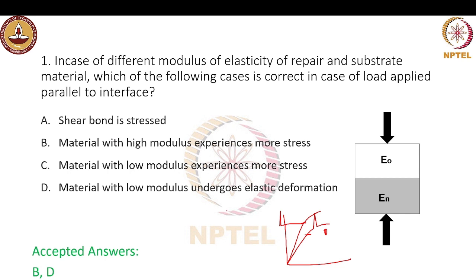Last is the material with low modulus undergoes elastic deformation. Imagine this is the strain level. At a particular strain level, if this material is going like this, it is going into the plastic deformation area, but the material with low modulus will still be in the elastic region. So we say the material with low modulus undergoes elastic deformation. Is this point clear to everyone?